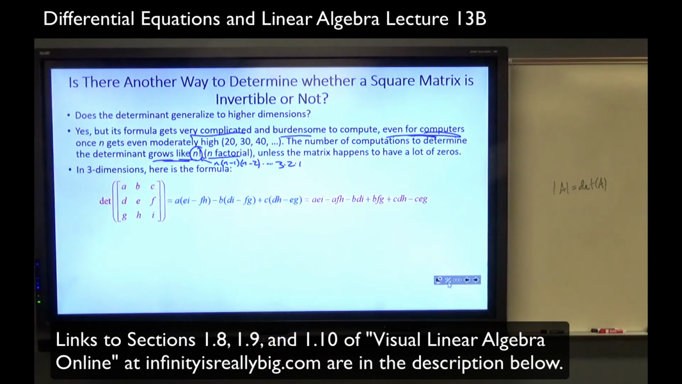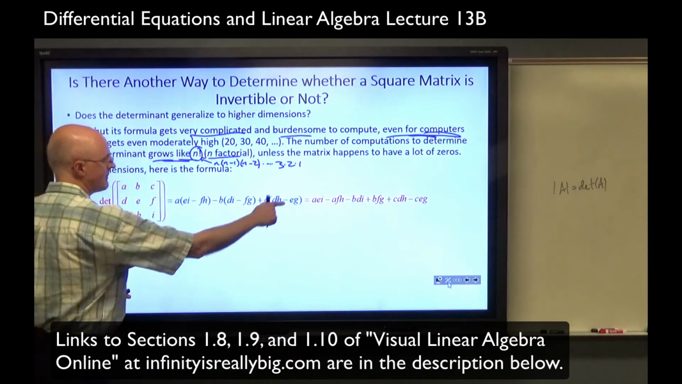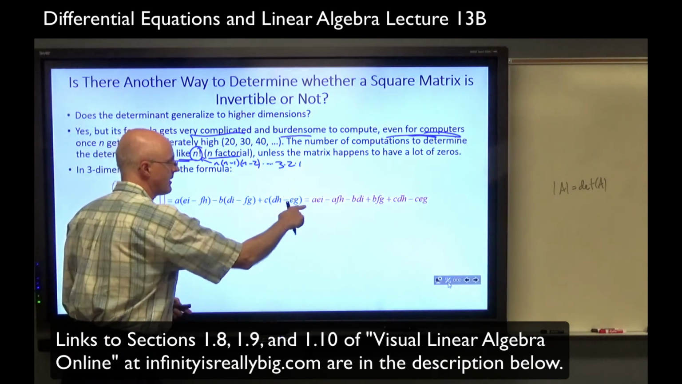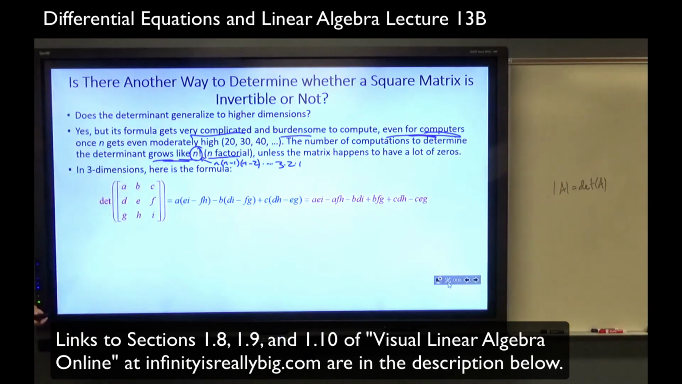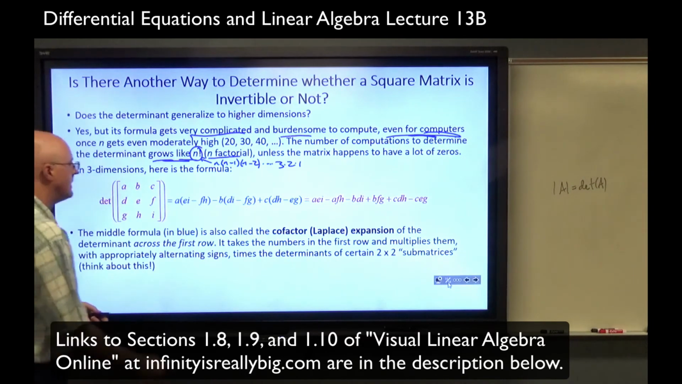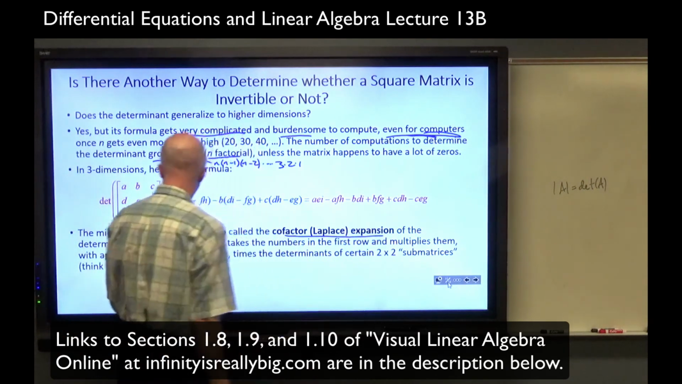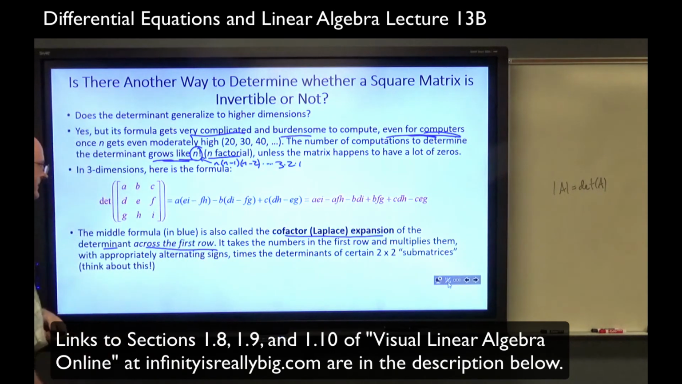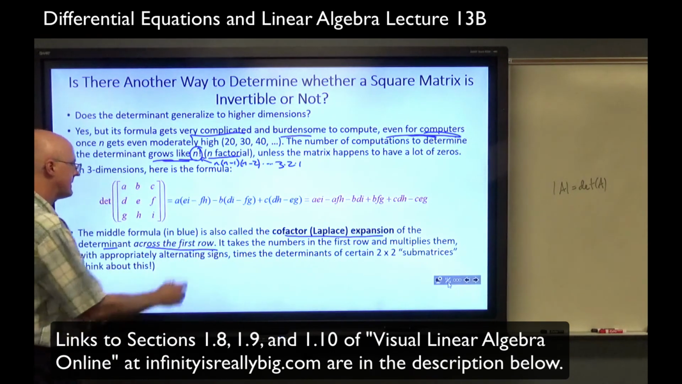Oh wow, how beautiful. This happens to equal that. This is the easier way to remember it, but if you expand all this out, it equals that. Where does this come from? Well, it comes from general considerations. I'm not going to go into detail about it. This middle formula in blue is also called the cofactor or Laplace expansion of the determinant across the first row. What does that mean? This thing in blue here.